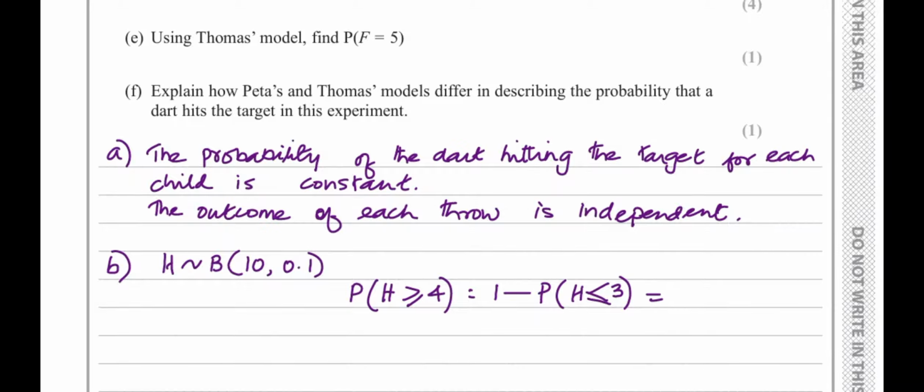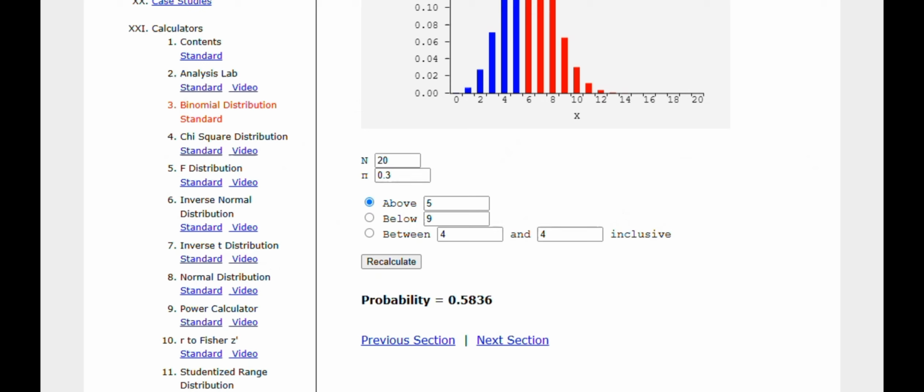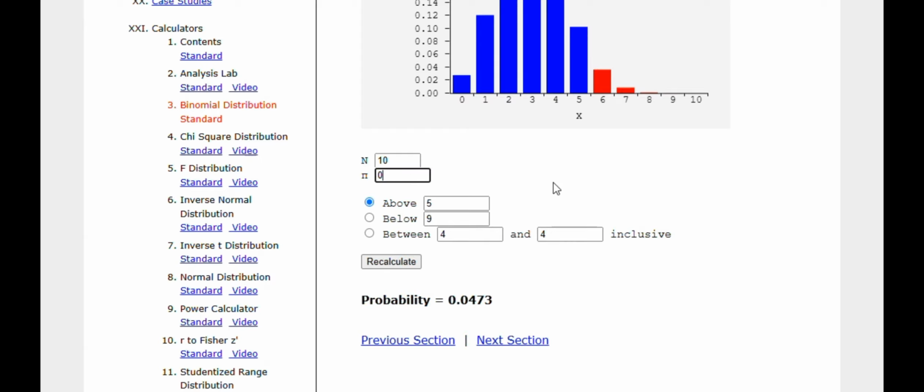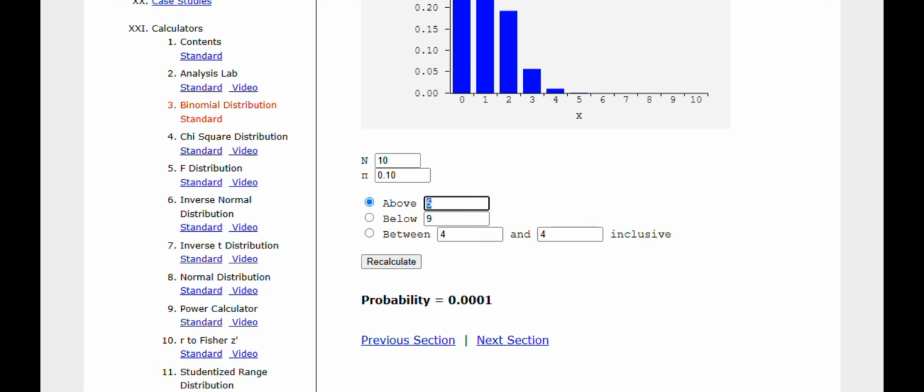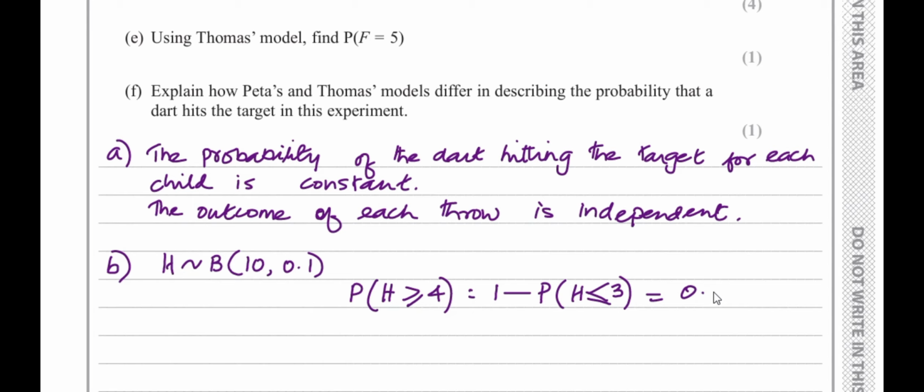I'm going to use my computer calculator, which can let me calculate straight away greater than or equal to. So n is number 10 here, and the probability is 0.10, and I need to include 4 and above. That means I should put 3 here, so that anything above 3 is calculated. And the answer here is 0.0128.